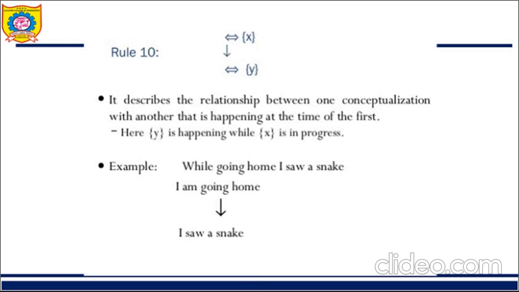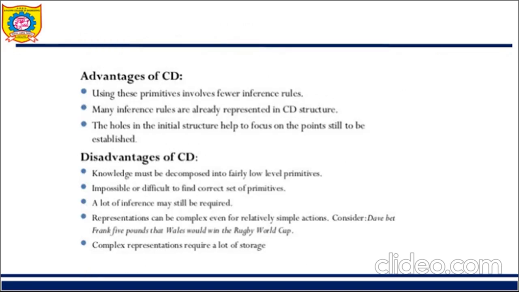Fine. Next, it describes the relationship between one conceptualization while another is happening at the time of the first. I'm going home, and while I was going home, I saw a snake. So it is represented in this fashion. Using all these things, we can represent different activities or different English sentences in this pictorial format. That is called conceptual dependency.